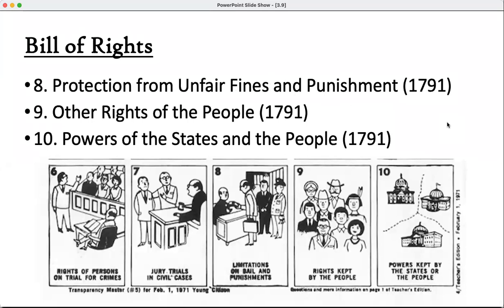Seventh Amendment, another right to a jury trial if you have a civil or criminal case. Eighth Amendment, protection from unfair fines and unreasonable punishment. Ninth Amendment, the rights of the people, basically saying there are other rights that aren't listed here. Tenth Amendment, the powers of the states and the people, right? Basically that there are specific powers kept by the states, kept by the people from the federal government.